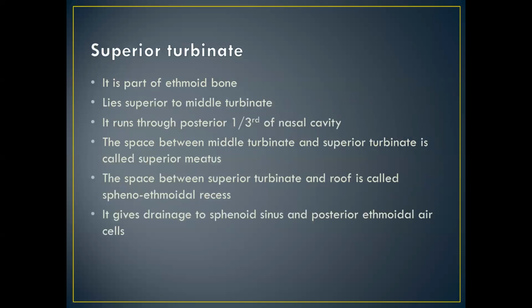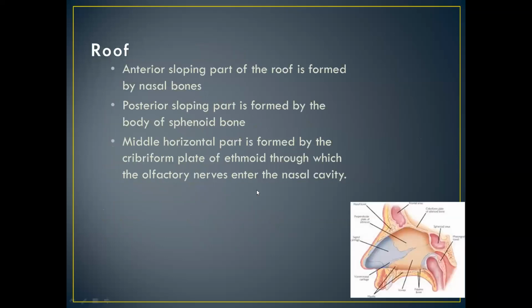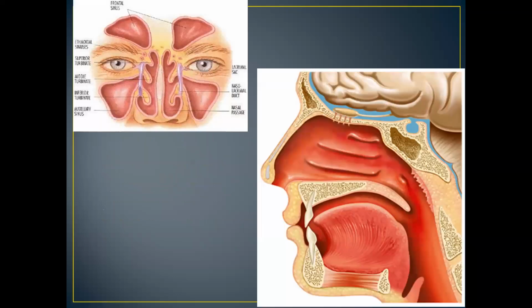Superior turbinate, as I told you, runs only up to the posterior one-third of nasal cavity. The space between the superior turbinate and the middle turbinate is superior meatus, and the superior meatus gives access to the sphenoid sinus and posterior ethmoid air cells. The space between the roof of nose and superior turbinate is sphenoethmoidal recess.